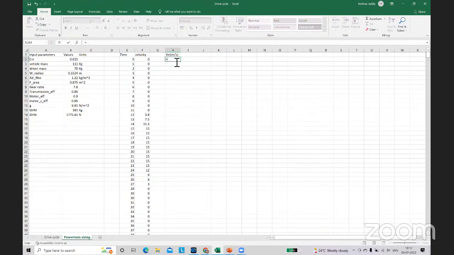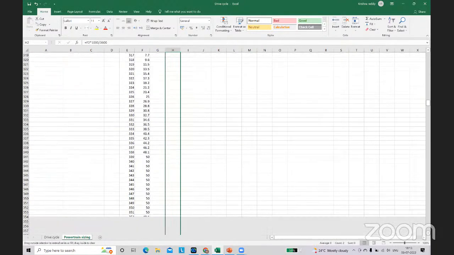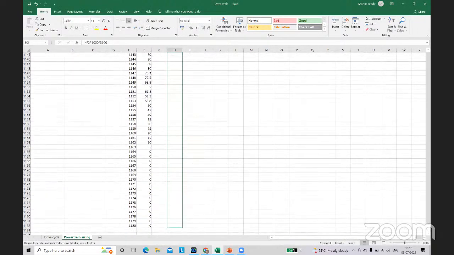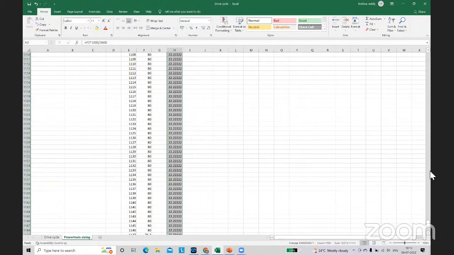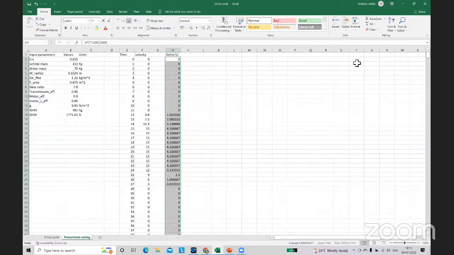So here equal sign, bring 1000. Okay, you can select velocity, multiply with 1000 divided by 3600. So say enter. Yeah. Okay. Just drag, or it should work. If I double click at this particular point, I don't know why it's not working. Just drag till the end of your drive cycle.